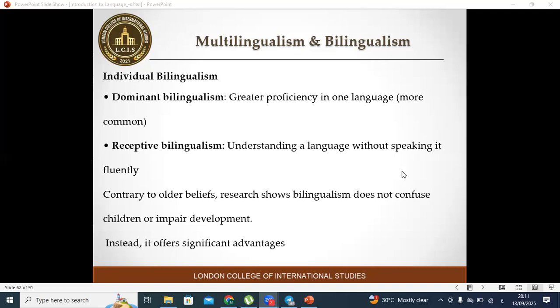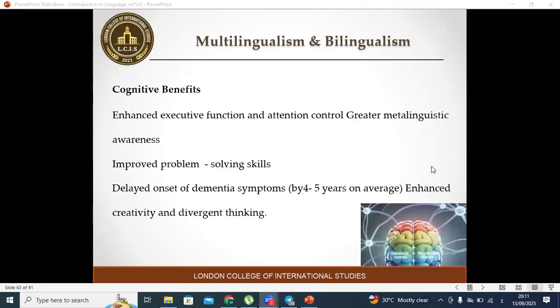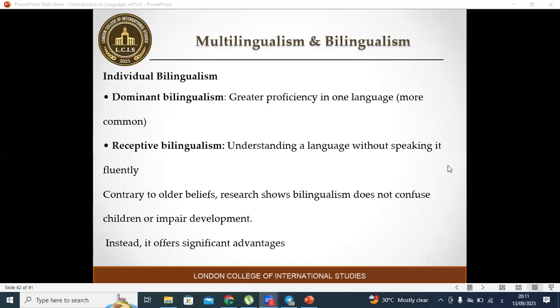I understand languages, like for me, I understand Hindi or Urdu. Okay, I don't speak it fluently, but I understand. If I watch a movie without transliteration or without subtitles, I can understand everything, despite I don't speak the language fluently. Contrary to older beliefs, research shows bilingualism does not confuse children or impair development, and instead it offers significant advantages.